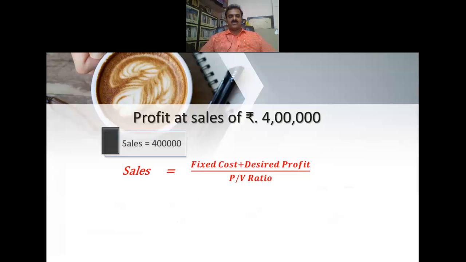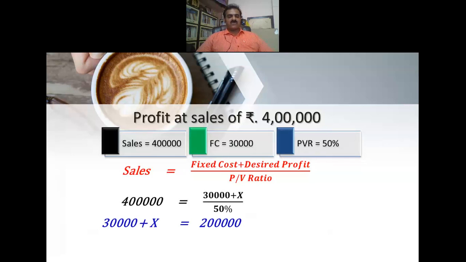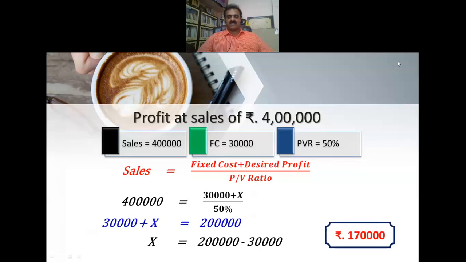By substituting these values, your present sales volume is 4 lakhs, and fixed cost remains the same at 30,000, PV ratio is 50%. So, when sales equals 4 lakh rupees, fixed cost plus the profit which you are going to calculate, let us assume it is X, divided by 50%. On cross multiplication, you will get 30,000 plus X equals 4 lakhs into 50%. This 4 lakhs into 50% comes to 2 lakh rupees. Therefore, 30,000 plus X equals 2 lakhs. What is the value of X? X equals 2 lakh rupees minus 30,000. That comes to 1,70,000 rupees, which is the profit. So, this is another question where you can calculate the value of the profit when the sales volume is 4 lakh rupees.